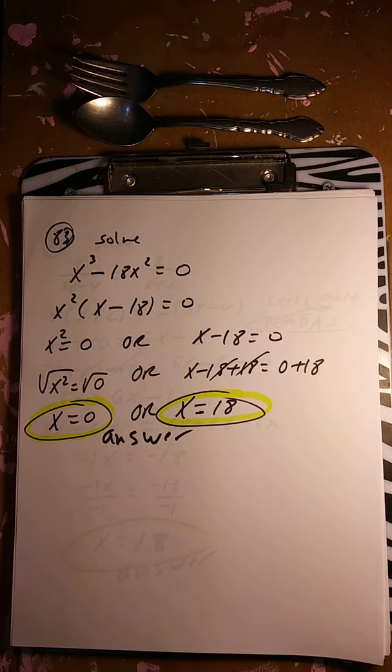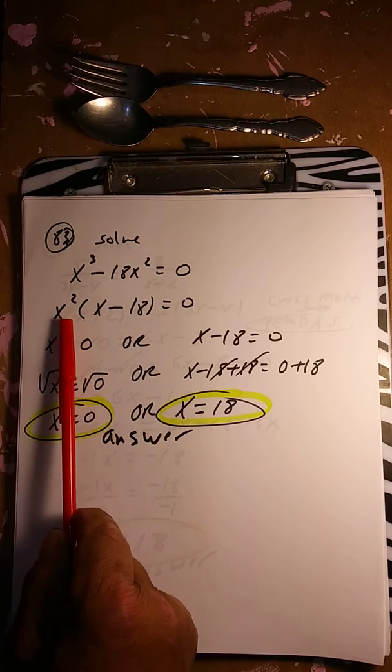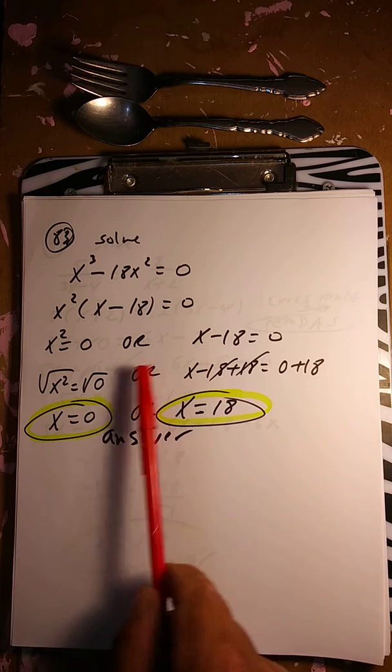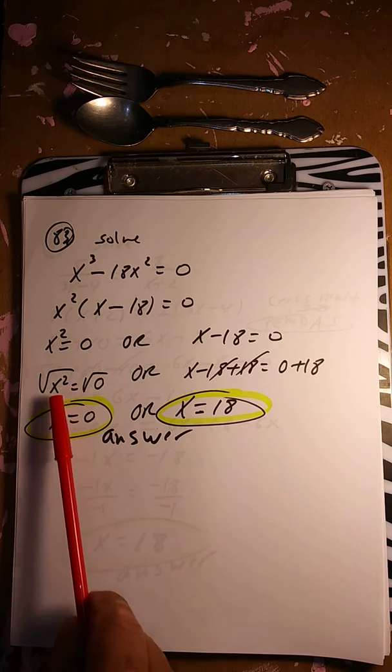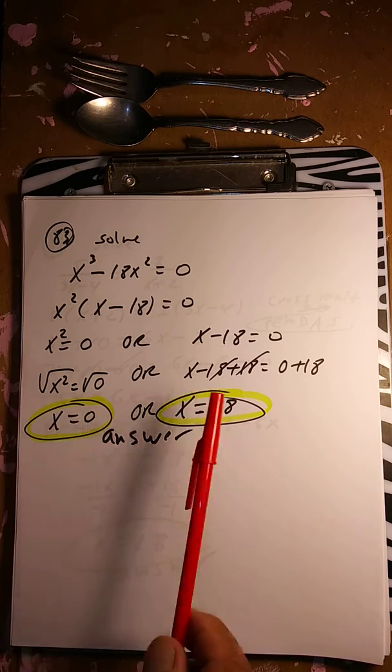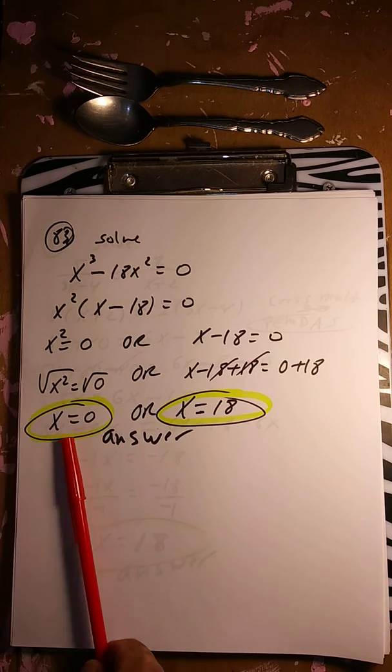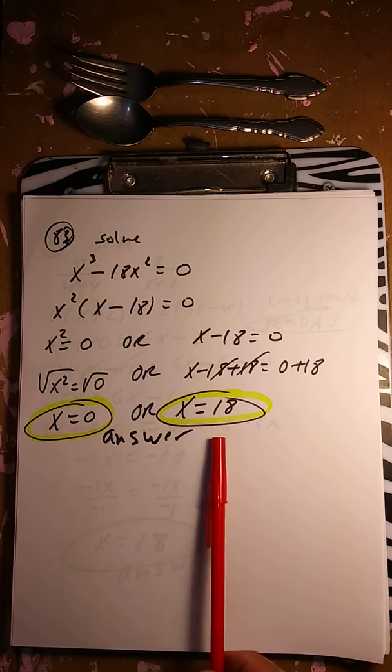This one. Factor out the x squared first. You have x minus 18. So x squared equals 0 or x minus 18 equals 0. Take the square root of both sides, square root of x squared is x, and that's going to be 0. Done. And this one, plus 18, so x is 18. So x is 0 or x is 18.